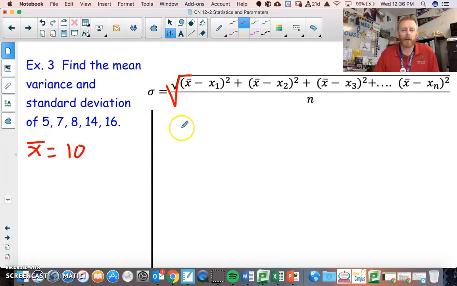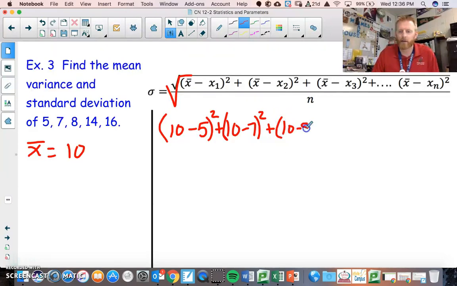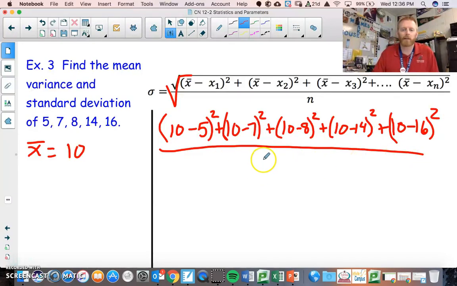So now into our formula, we're going to find the variance. The variance is just this first thing without doing the square root of it. So in parentheses, we have 10 minus 5 squared plus a 10 minus 7 squared plus a 10 minus 8 squared plus a 10 minus 14 squared plus a 10 minus 16 squared. And that whole thing is going to be divided by the 5 numbers that we just did.